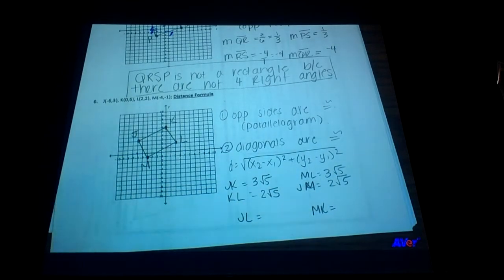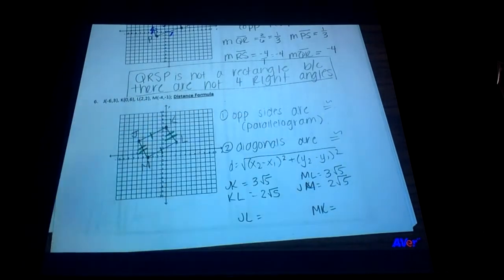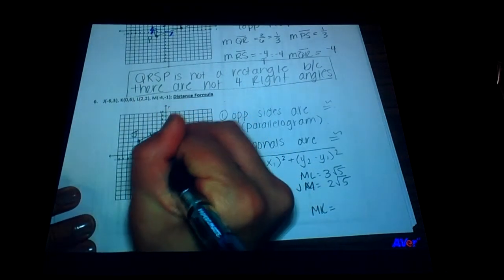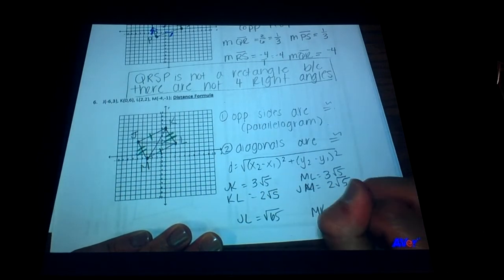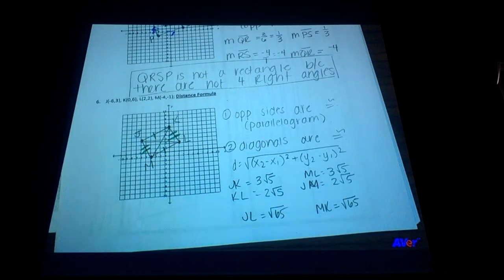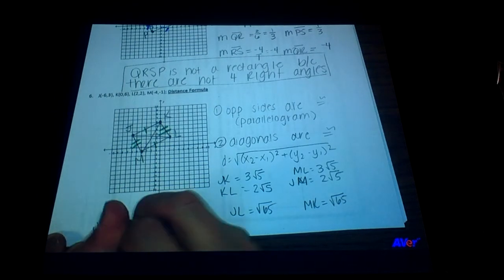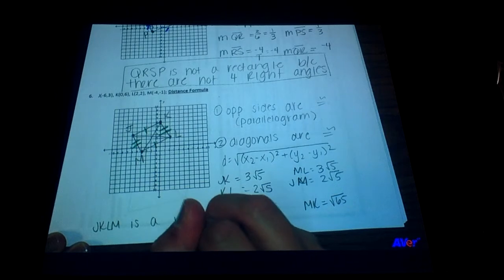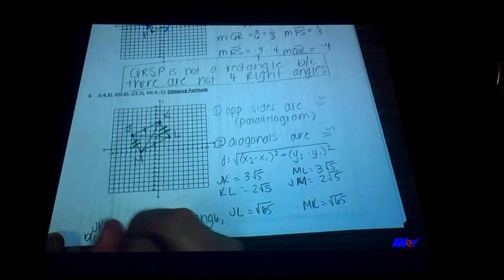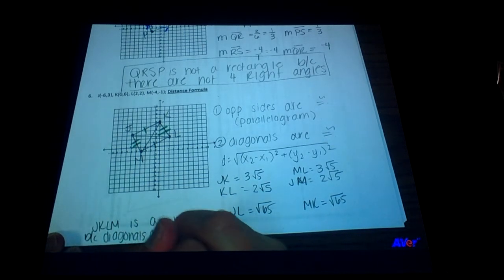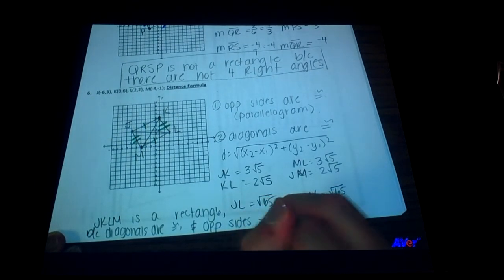We do find that opposite sides are congruent. This is what the markings would look like here. The opposite sides are congruent. And then for my diagonals, I get the square root of 65 for each diagonal. And that can't be simplified. So since my diagonals are congruent, this is a rectangle. JKLM is a rectangle, and that's because my diagonals are congruent and my opposite sides were congruent, and that put it into the parallelogram family to begin with.